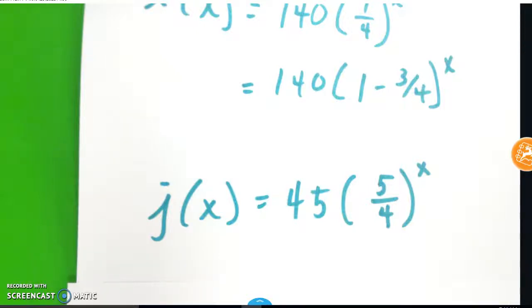Alrighty, so can you identify the graph of exponential growth versus the graph of exponential decay? And if I give you a function like j of x, can you determine whether it's exponential growth or exponential decay? Can you determine the growth or decay rate? And do you know what the initial value is? If you can answer those, you're going to do well in the next test.